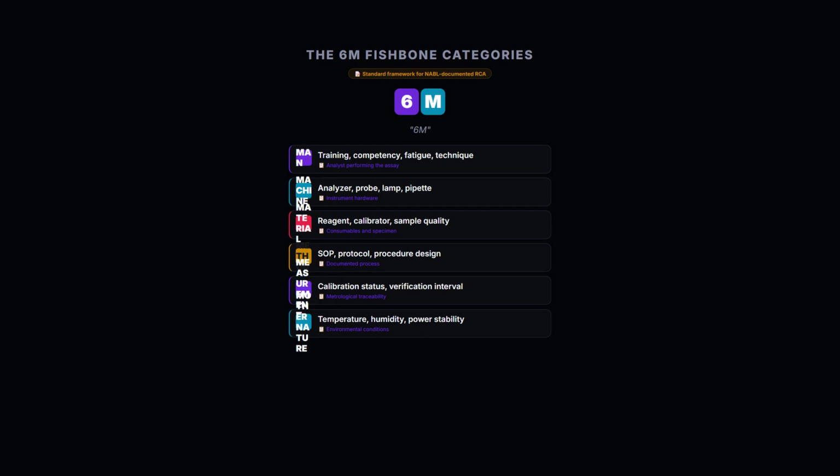Every QC flag is a question. 5 Why and the fishbone are simply how you make absolutely sure you've answered it, with evidence, not just a signature.